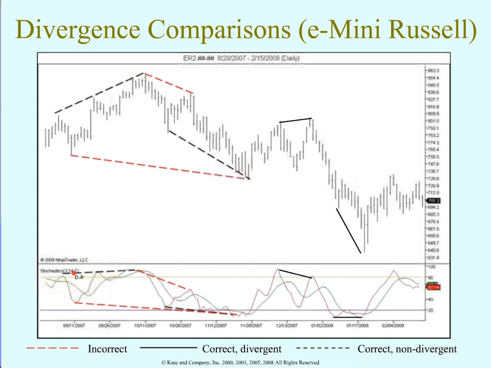Now here we have new highs in price, but we have higher highs in momentum. So the comparison's correct, but it's non-divergent. For it to be divergent, we would have to have a higher high in price with a lower high in momentum. The last one was incorrect because momentum was rising rather than falling. So we had a rise in price with rise in momentum. Momentum would have needed to have been falling, like we see here on the right, where we have a rise in price.